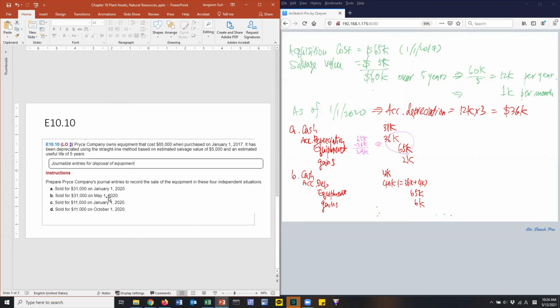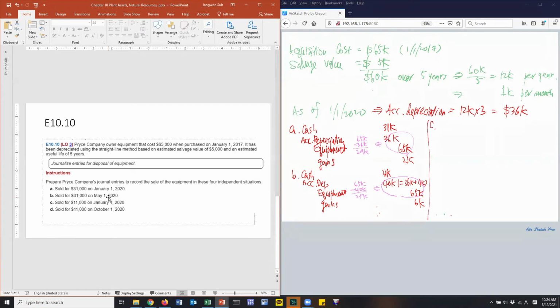We can use the same approach as A. Your book value calculated is 65 minus 40, which is 25K. You thought that you will receive 25K, but you received 31. How much are you happy? 6K, you are happy. That's called gains. Okay, let's move on.